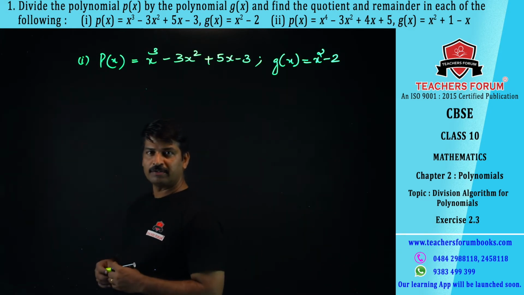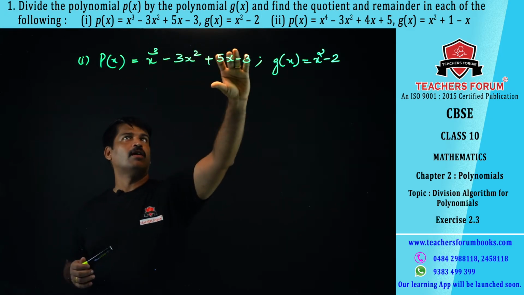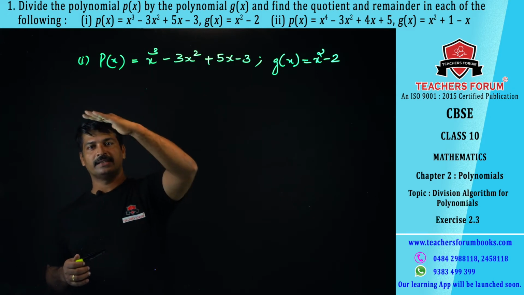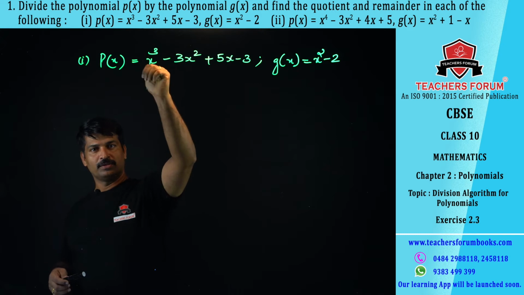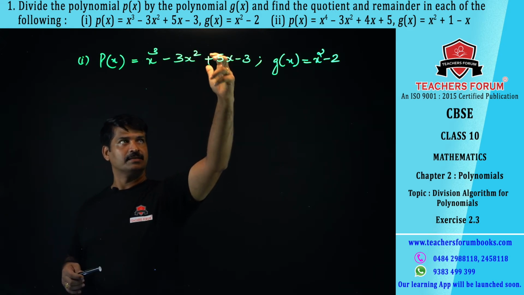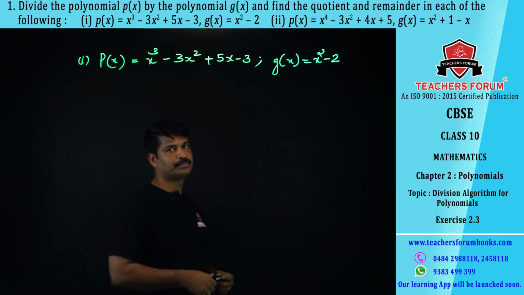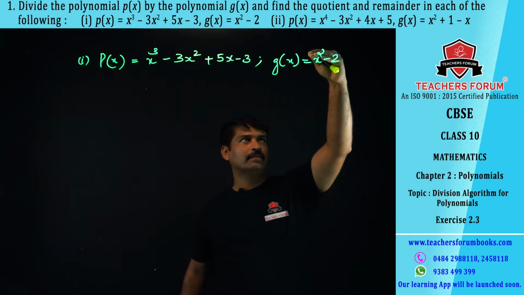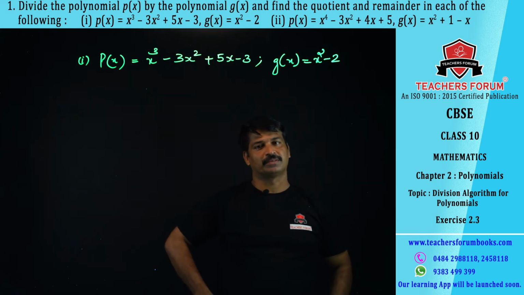The first thing that you have to make sure is that the terms of p of x and g of x should be in the decreasing order of degree. That means it is x cube, then x square, then x, then the constant term. That is a standard form. Here in g of x, there is no x term, don't worry, then the constant term.